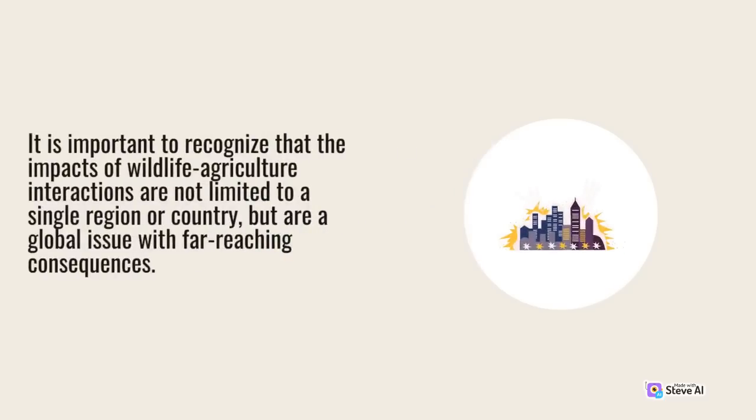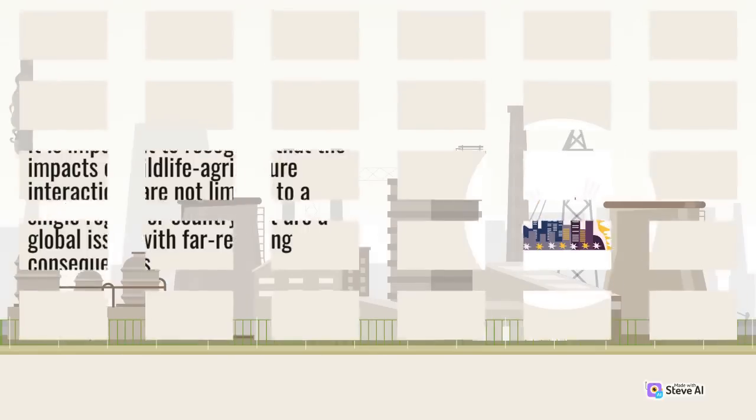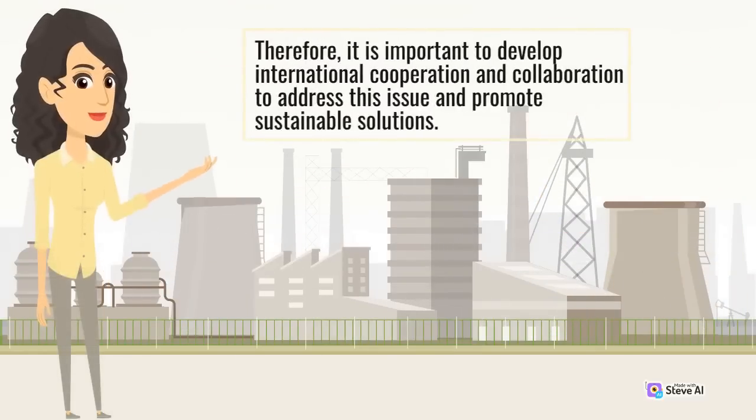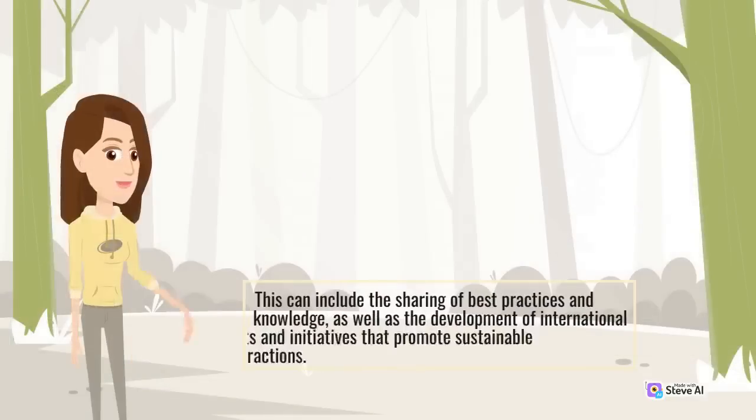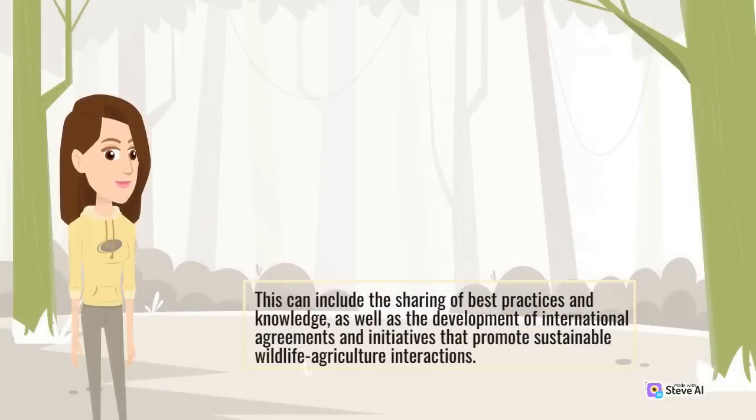It is important to recognize that the impacts of wildlife agriculture interactions are not limited to a single region or country, but are a global issue with far-reaching consequences. Therefore, it is important to develop international cooperation and collaboration to address this issue and promote sustainable solutions. This can include the sharing of best practices and knowledge, as well as the development of international agreements and initiatives that promote sustainable wildlife agriculture interactions.